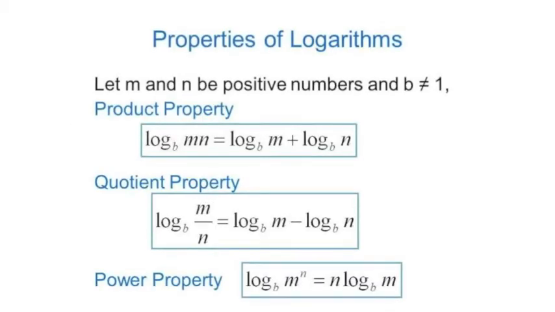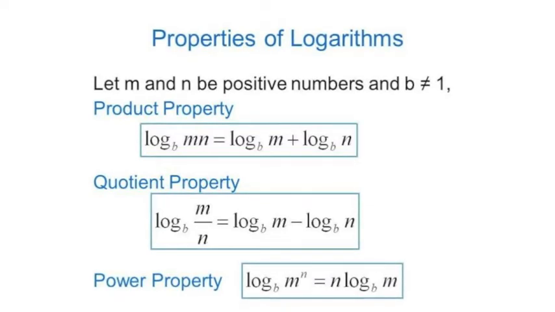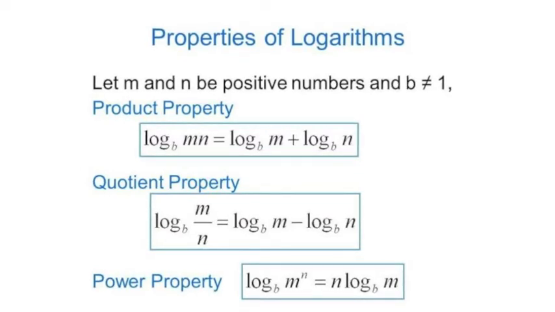Okay, this unit is properties of logarithms. There are basically three properties of logarithms that we're going to work with. First of all, you have to know that the m and n we are discussing in these properties are positive numbers, and b cannot be 1.